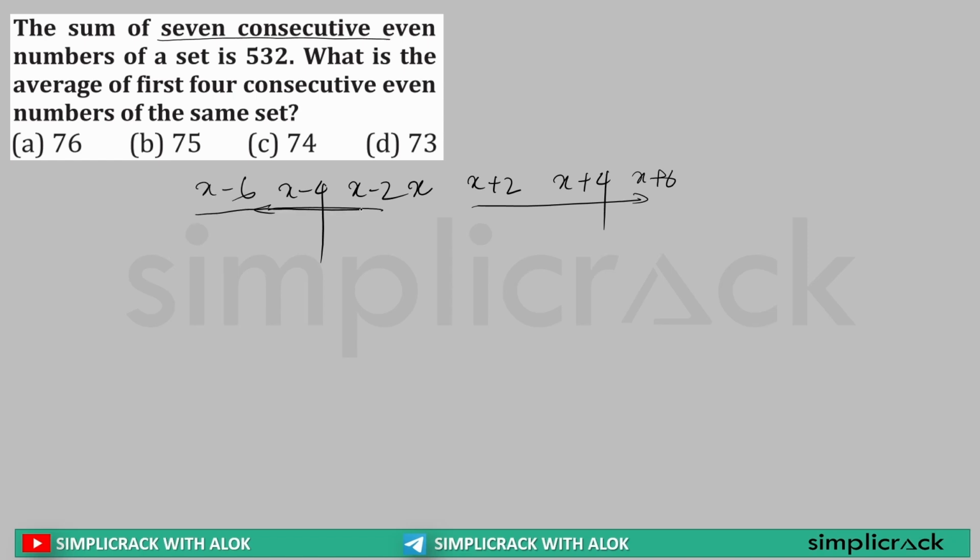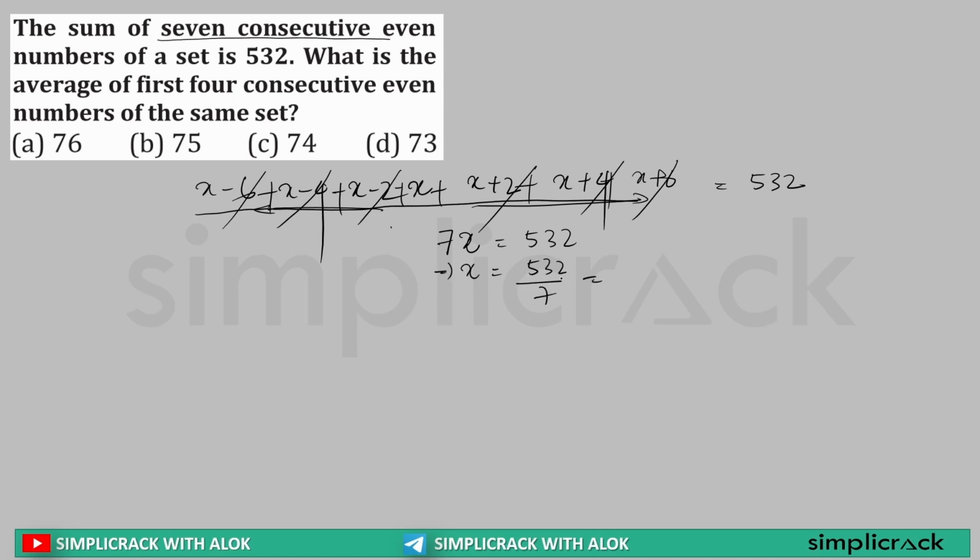Now, these consecutive even numbers, their sum is equal to 532. So if I add x minus 6, x minus 4, x minus 2, plus x plus 2, x plus 4, x plus 6, all these things will cancel out. What will remain? x plus x plus x plus x plus x plus x plus x, that is 7x, which is equal to 532. That means x is equal to 532 divided by 7. 7 7s are 49, 7 6s are 42, so the value of x is 76.